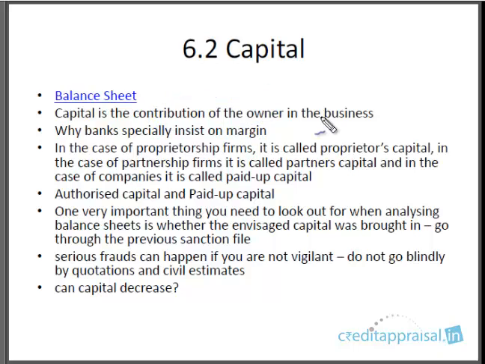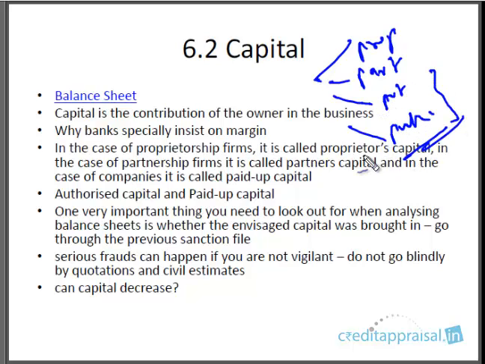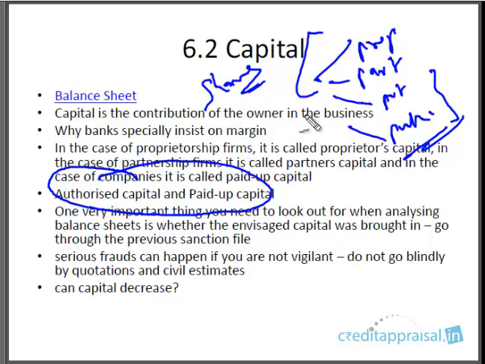From a company point of view, as we will see in a later chapter, in chapter 16, the constitution of a business establishment can be a proprietorship firm, a partnership firm, a private limited company or a public limited company. When it is a company, we have the concepts of authorized capital and paid up capital. In the case of proprietorship and partnership firms, we don't have any, because there are no shares to be subscribed, so the concept of paid up capital doesn't arise.